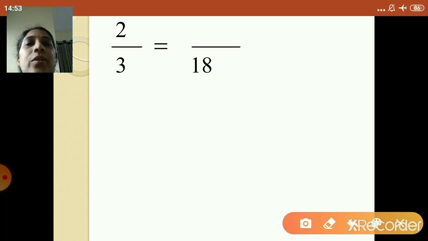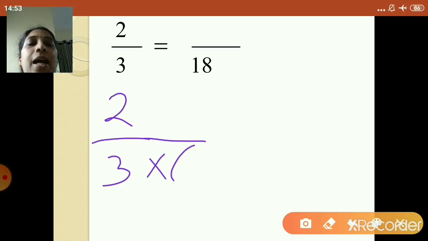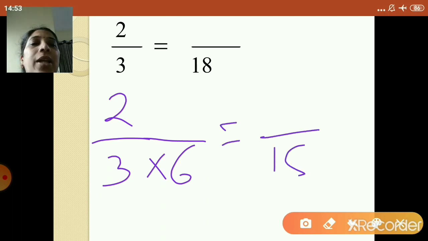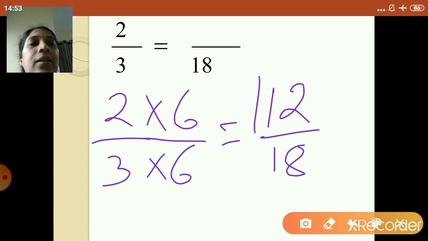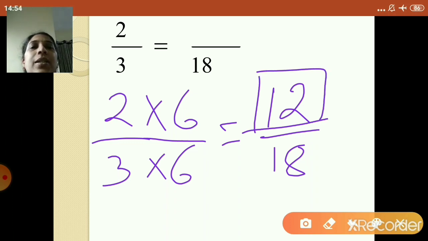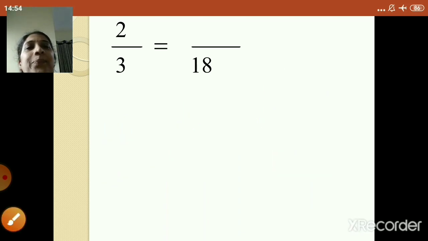So what I will do? I will write 2 upon 3. So 3 6s are 18. Right? So that is your denominator. You have got as 18. So 2 also, numerator also you will multiply by 6 only. So 2 6s are how much? 12. So what is your answer? 12 upon 18. So you got the answer. Box as 2 upon 3 is equal to 12 upon 18. So let's move to the next one, children.